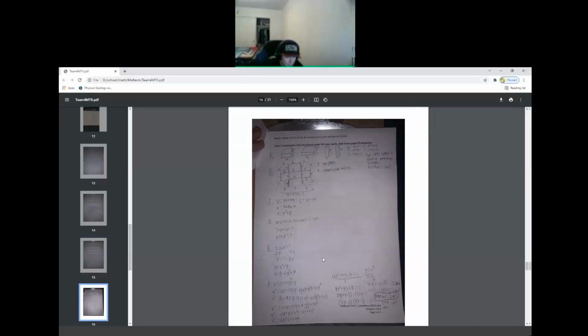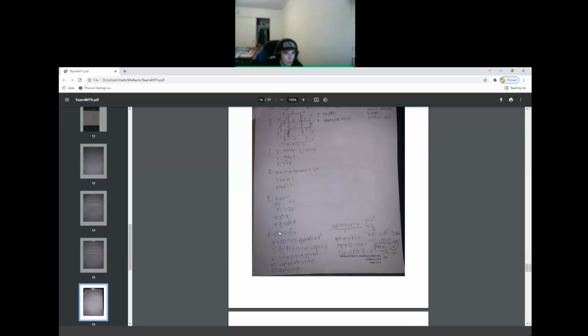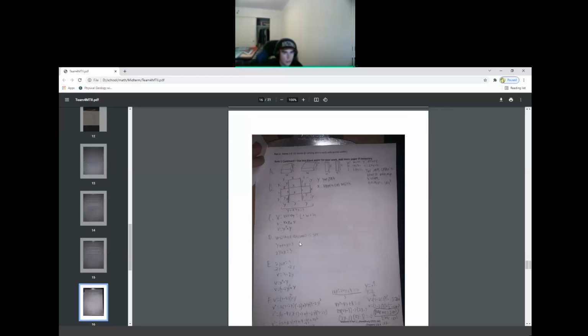Then E says use part D to write the volume as a function of one variable. So I can take my 2y plus x is equal to 3 and just solve it for x. So x is going to be equal to 3 minus 2y, and then plug that into my volume to get rid of my x value. So now volume's going to be just in one variable, which will then allow me to solve this problem.